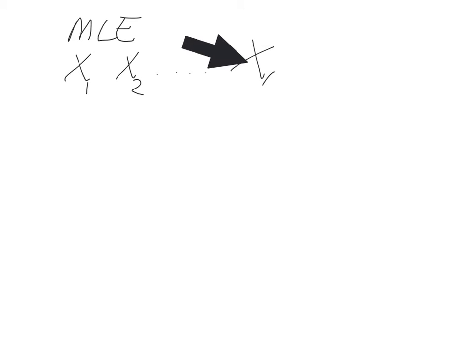So the MLE with the normal, you're going to have x1, x2, up through xn. Those are the actual random variables themselves. If you want to think about the observed values, you're going to have x1 equals little x1, x2 equals little x2, and so on. So the random variables are the capital letters, the observed values are the lowercase letters. Okay?